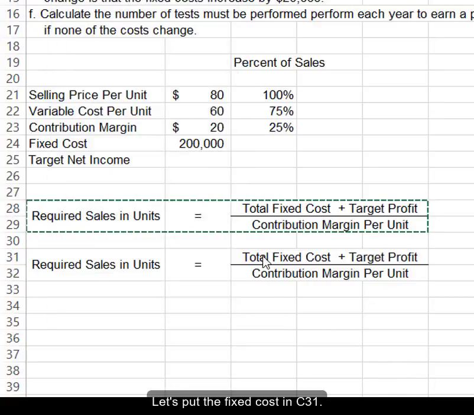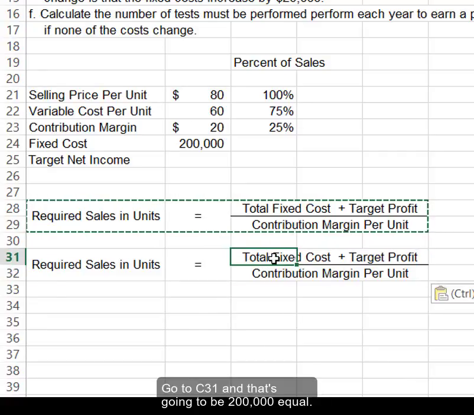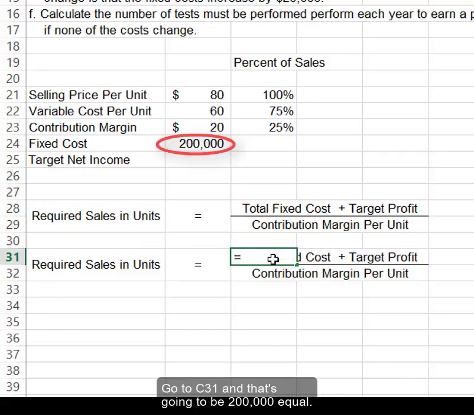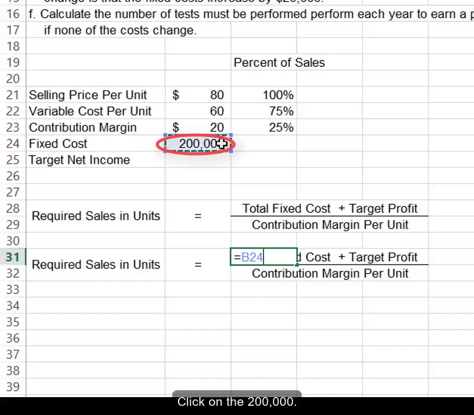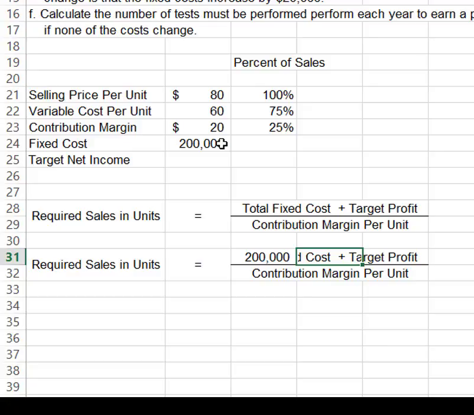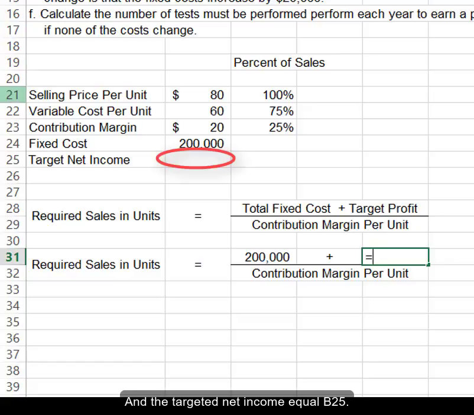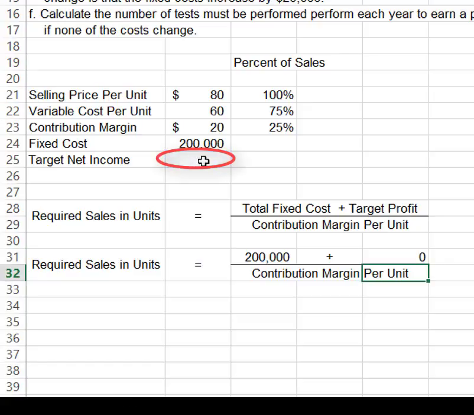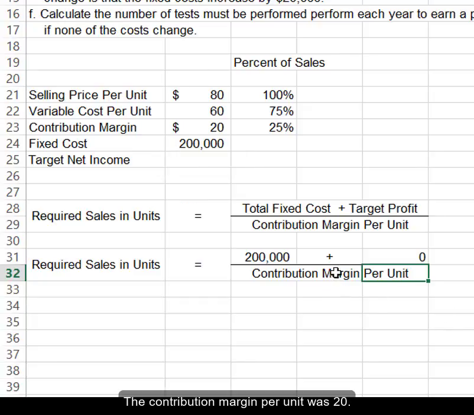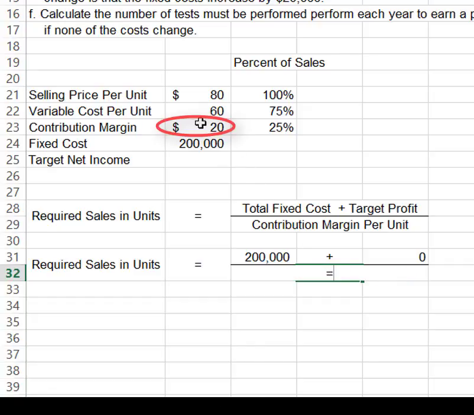Let's put the fixed cost in C31. Go to C31, and that's going to be 200,000 equal. Click on the 200,000. It's going to be the 200,000 plus, and a plus has to be the apostrophe plus. And the targeted net income equal B25. The contribution margin per unit was 20, equal $20. Hit the Enter key.